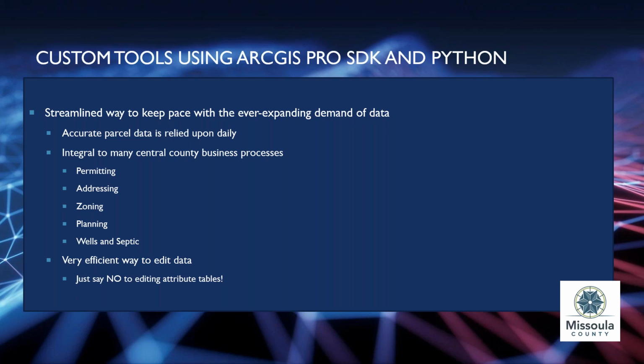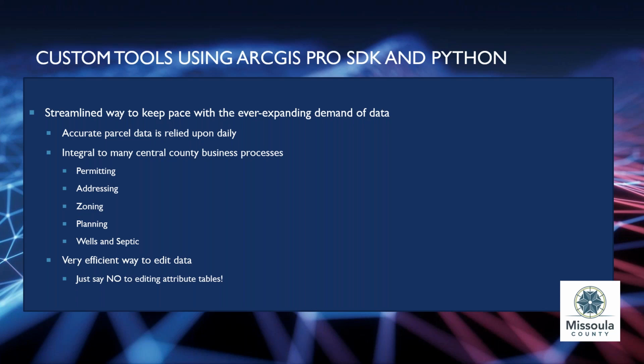So keeping the parcel data as accurate as we can is a top priority, and using these custom tools helps us do that. It's integral to many central county business processes. Permitting is probably the most important one, because everything sort of starts with permitting: building, electrical permits, mechanical permits, well and septic permits, address permits. It all starts with a piece of land. Not to mention zoning and planning are also heavily reliant on accurate parcels and ownership data, so that's also critical.